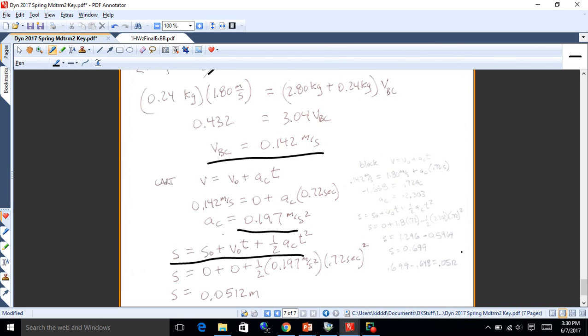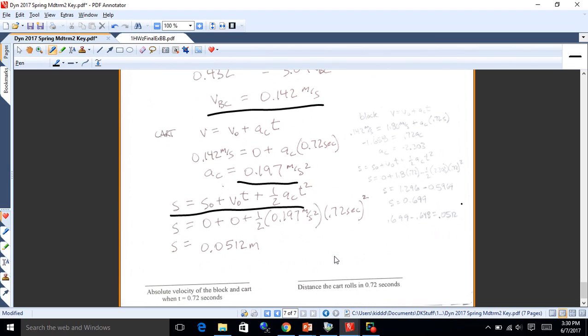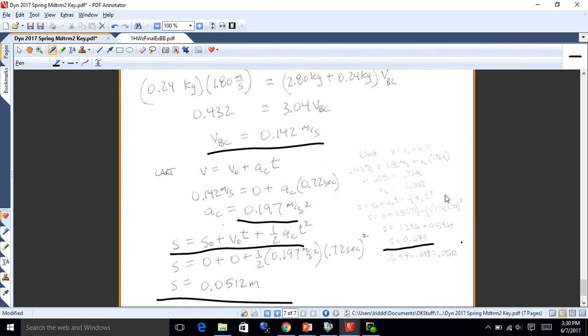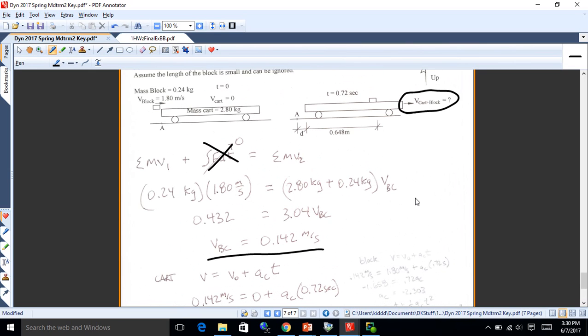So you got s equals 0 plus 1/2 times the acceleration times the time squared there. And that'll get you that distance. It's 0.0512 meters. Okay. Now you could have done the same thing for the block, and you would have come up with s as 0.699. But if you'd had that, you would have had to subtract off the 0.648 to get the distance, the 0.0512, because what we're after is just that distance there. We didn't want to include this distance in it.